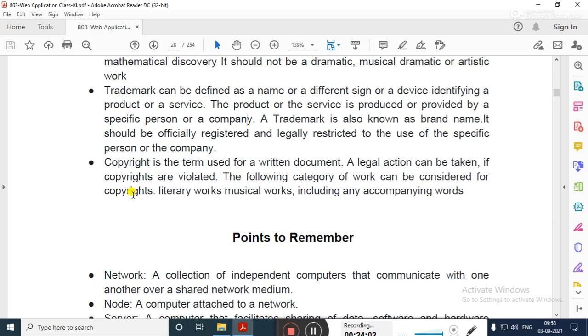And copyright, the most important, is copyright. Copyright is a term used for written documents. Legal action can be taken if copyrights are violated. The following categories of work can be considered for copyright: literary work, musical work, including any accompanying words. So in which sector is copyright there? In literary and musical work, including any accompanying words. Say some writer wrote a poem or any kind of literature, and you just copy and paste a few lines. Then you have to take permission from them.